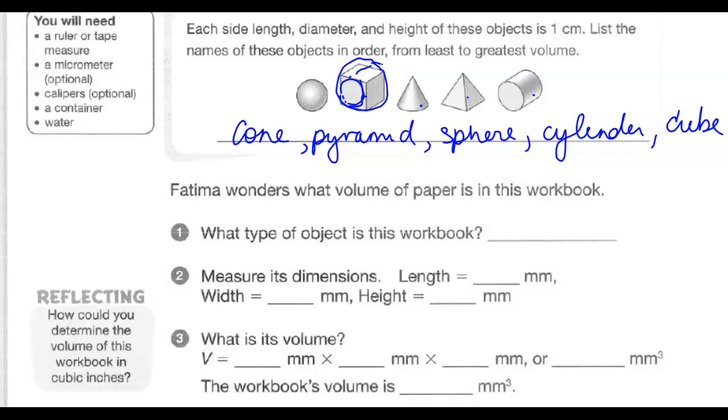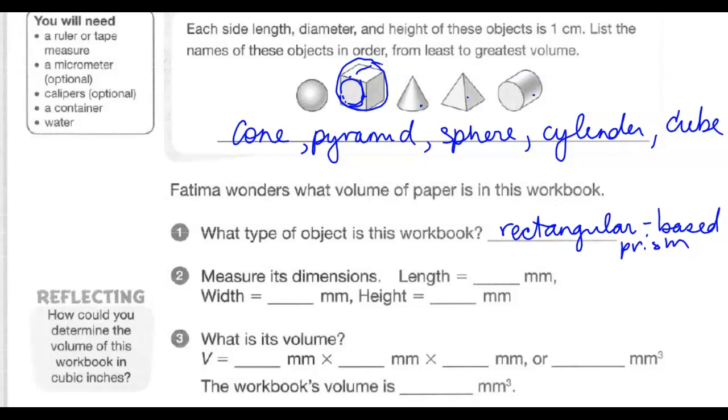Okay, so Fatima wonders what volume of paper is in this workbook. So the workbook, take a look at it. What type of object is it? It's all made up of rectangles, all the sides, so it's a rectangular prism. Or rectangular based prism, I guess, is probably better. Okay, so measure its dimensions, the length, width, and height in millimeters. So grab a ruler and do that.